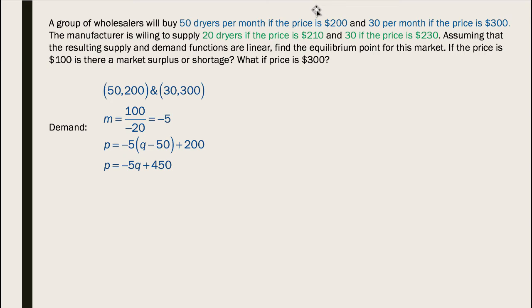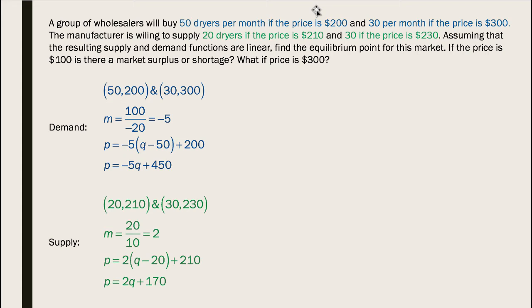I'm going to do the exact same thing for my supply curve. I'm going to create my two ordered pairs. Here you see I have it in green. (20, 210) and (30, 230). I'm going to use that information to find the slope and then plug it into the point slope form. Remember what we talked about earlier, demand is inverse, so my slope should be negative. Supply is direct, so my slope should be positive. And I see that that's true.